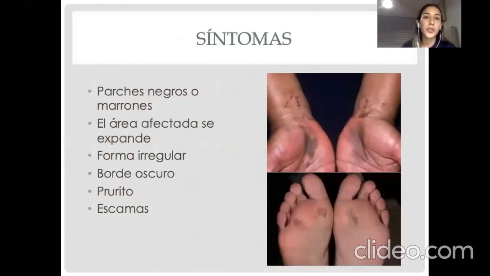Tinea nigra produces black or brown patches on the skin. The affected area tends to expand over time. It has an irregular shape and often dark borders. Sometimes the area becomes itchy or flaky. The patches usually appear on the palms of the hands and the soles of the feet, but occasionally you can find them on the neck and trunk.